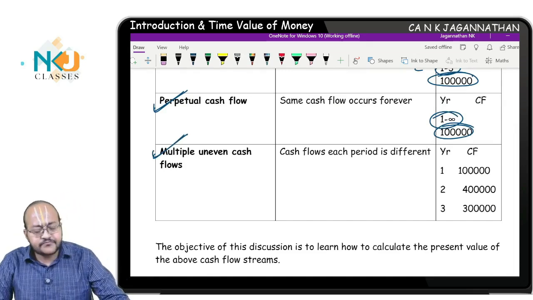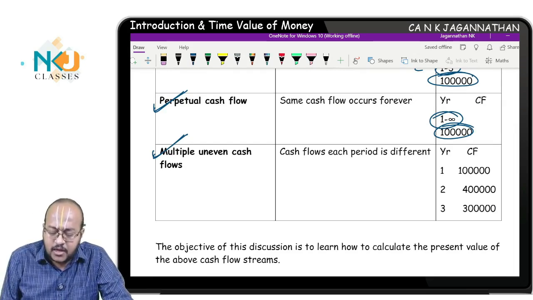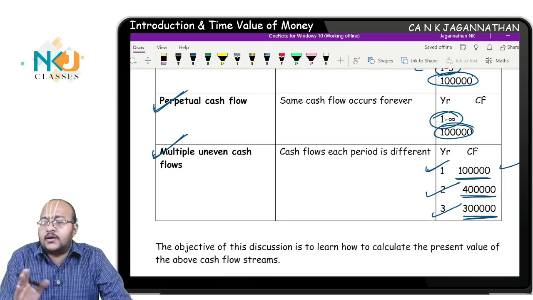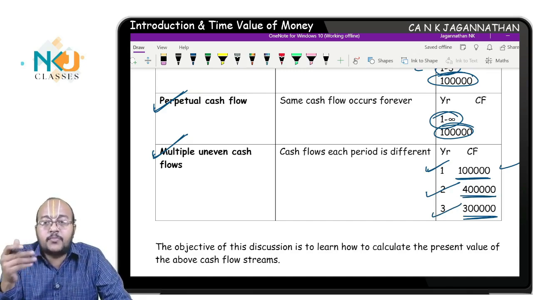Last type of cash flow is multiple uneven cash flow. What is this multiple uneven cash flow? Very simple. Every year you are receiving a different cash flow. Year 1 you are receiving 1 lakh. At the end of year 2 you are receiving 4 lakhs. At the end of year 3 you are receiving 3 lakhs, which means every year it is not even cash flow like the annuity we studied. This is uneven, and this is multiple uneven cash flow, right?